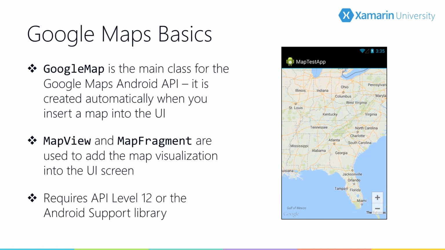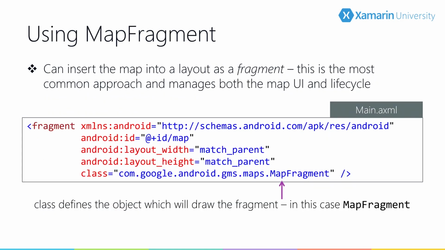To add the UI into your application, you'll use one of two approaches depending on how your UI is constructed, either a map view or a map fragment. The map fragment is the most common approach, and that's used when you're adding the map into your layout for an activity. You can use the entire screen, as you see here, or take up just a portion of the UI by manipulating the layout properties of the fragment. You'll add an ID to the fragment so that you can access it in your activity, and then set the class attribute to com.google.android.gms.maps.MapFragment.